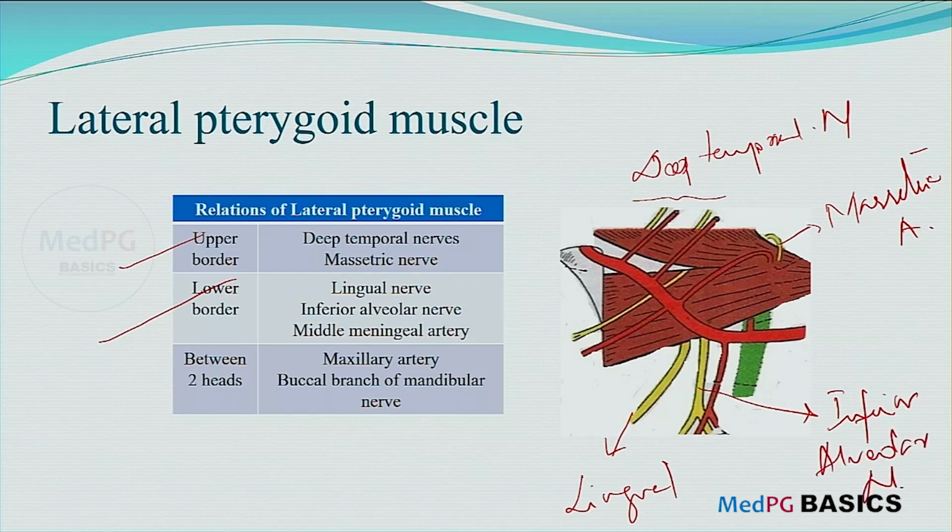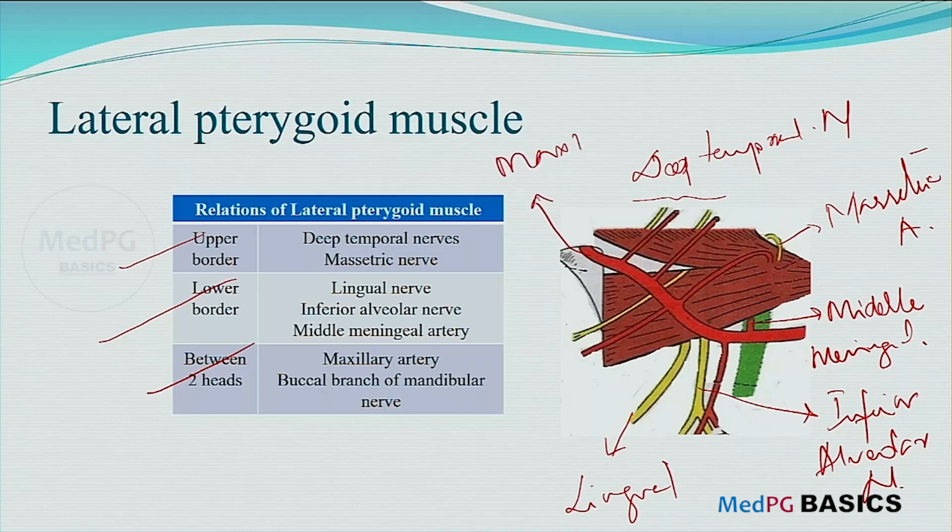Then you can also see the course of the middle meningeal artery, which is running upwards as it passes deep to the lateral pterygoid muscle. In between the two heads, you can actually see the course of the maxillary artery after it passes distal to the lateral pterygoid, and you can see this very thin nerve called the buccal nerve.